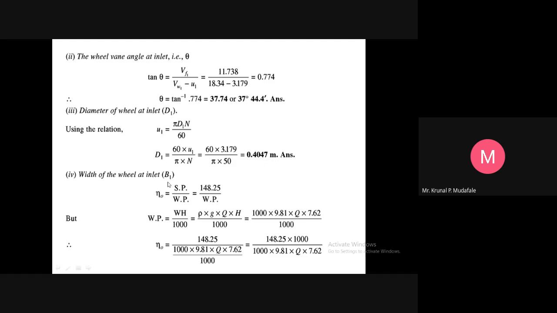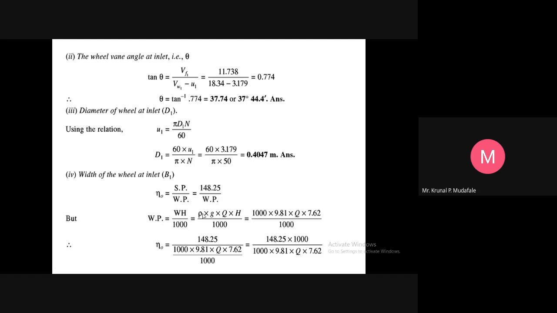As we know that the overall efficiency is equal to the shaft power upon water power. So shaft power is the output for the Francis turbine, and the water power is the input power for the runner, obviously. So the shaft power is already available as 148.25 kilowatt. So we have to find out the water power. अगर water power को भी किलोवाट में निकालना है तो obviously we have to calculate it as W into H upon 1000। किलोवाट में कन्वर्ट करना है तो डिवाइडेड बाय 1000 करना होगा, राइट?